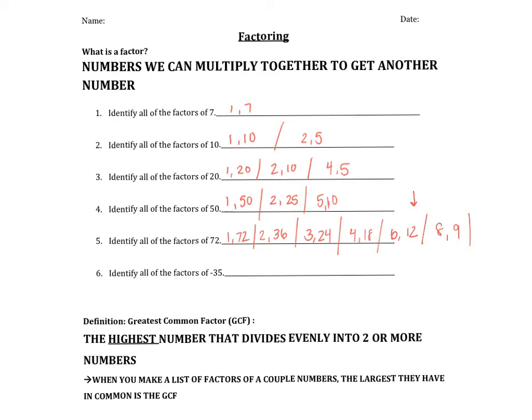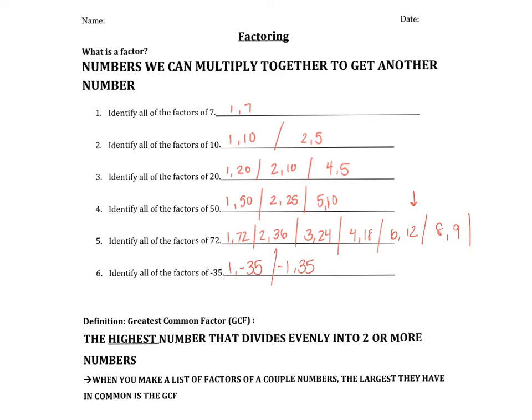Then we're going to go on to negative 35. This one's a little different because there is a negative number here. What's important to realize is that when you multiply and have a negative, either number could be negative. So you have to be careful. I know immediately that 1 and negative 35 gets me negative 35. But here, we also have to flip the negative. So a negative 1 and a positive 35 can also get me negative 35.